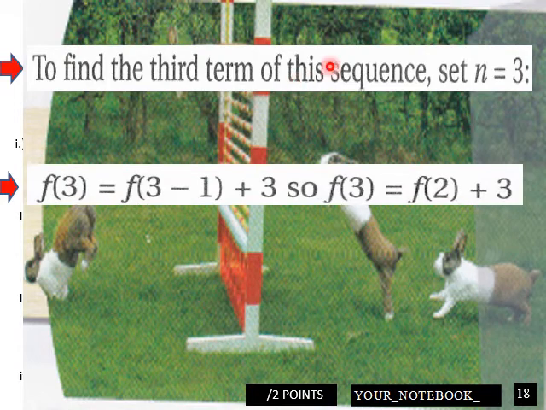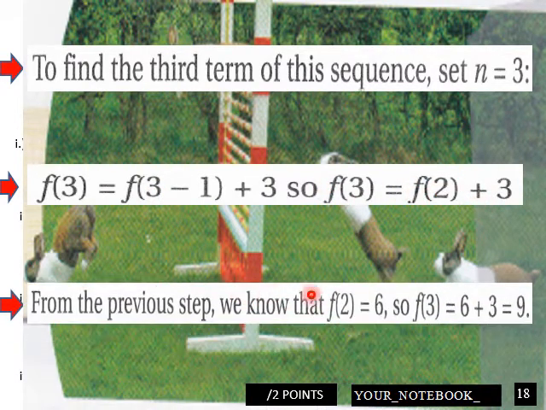To find the third term of the sequence, set n equals 3. So f of 3 equals f of 3 minus 1 plus 3, so f of 3 would equal f of 2 plus 3. From the previous step, we know that f of 2 equals 6. So f of 3 would equal 6 plus 3 equals 9.